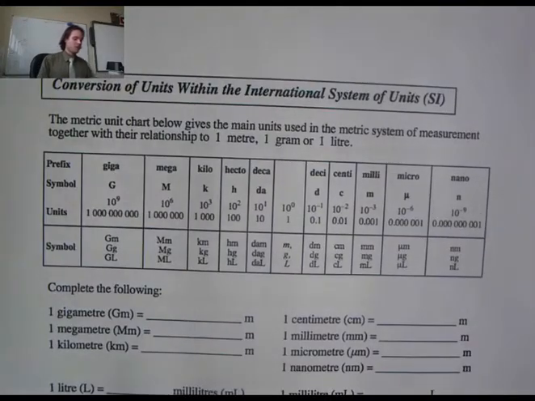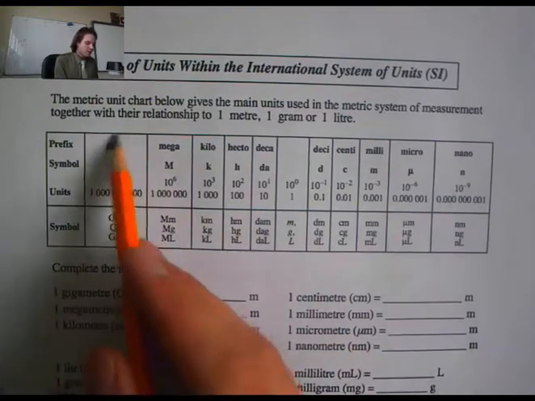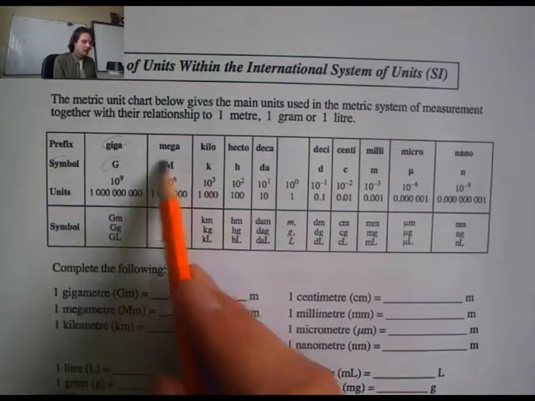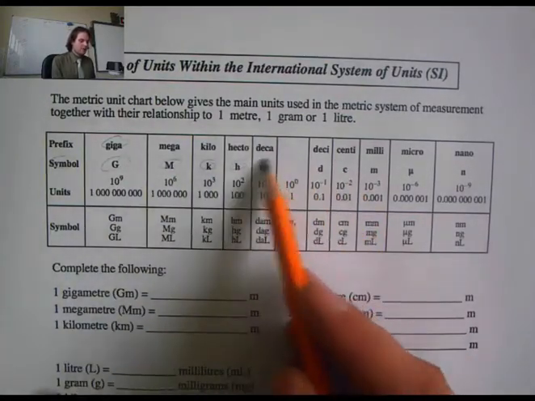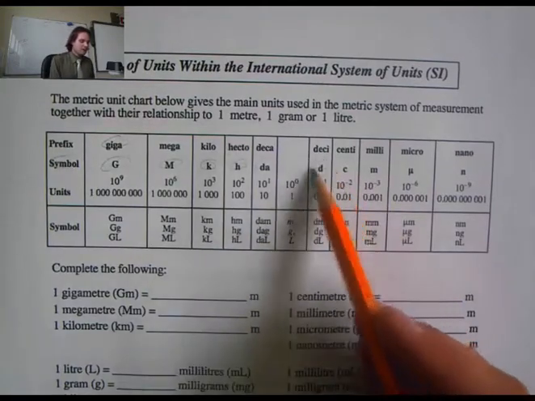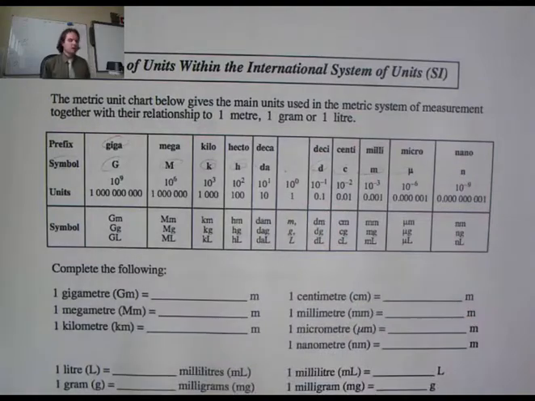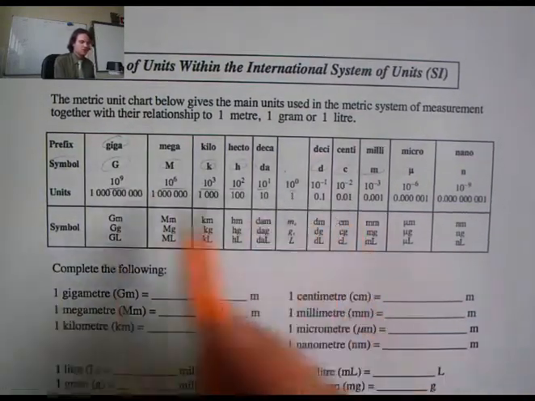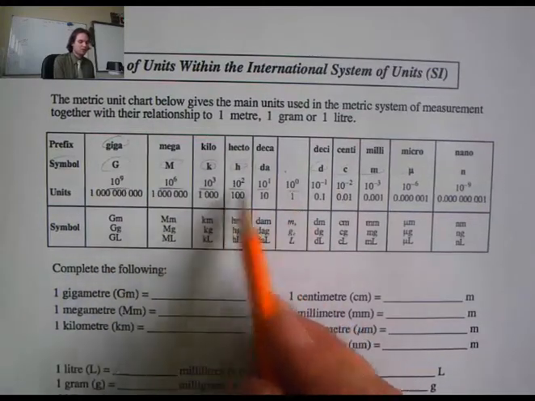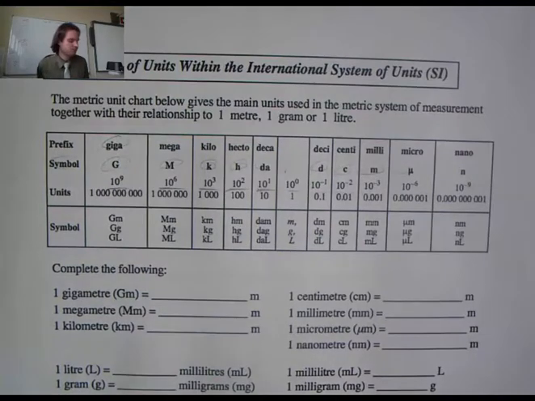So let's go right here and just analyze this table for a bit. If we look at this, we have the symbol. G is for giga, M is for mega, K is for kilo, H is for hecto, DA is for deca, D is for deci, centi, milli, and so on. All of these use scientific notation. So 10 to the power 9, 10 to the power 6, 10 to the power 3, 10 to the power 2, 10 to the power 1, all the way down to 10 to the power of negative 9.